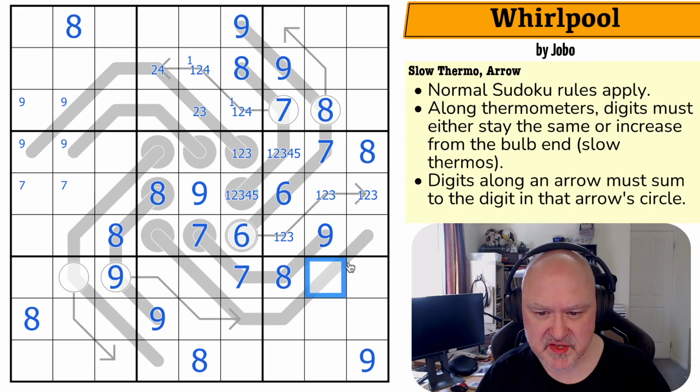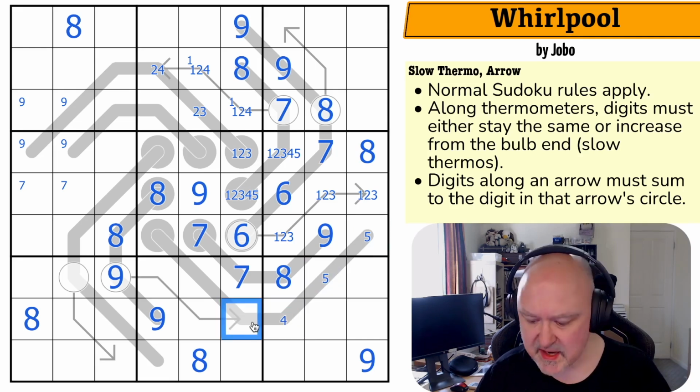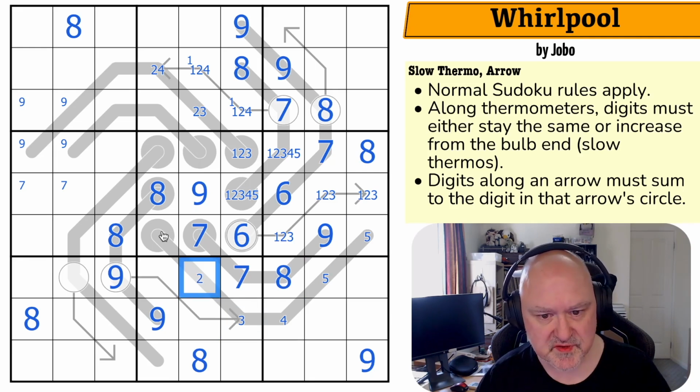Now, this thermo, because this is a maximum of 5. So this is a maximum of 5, because it could be the same. This is now a maximum of 4. This is now a maximum of 3. This can't be the same, so this is a maximum of 2. This is a 1 or a 2. This is a 1 or a 2. This has to be higher.